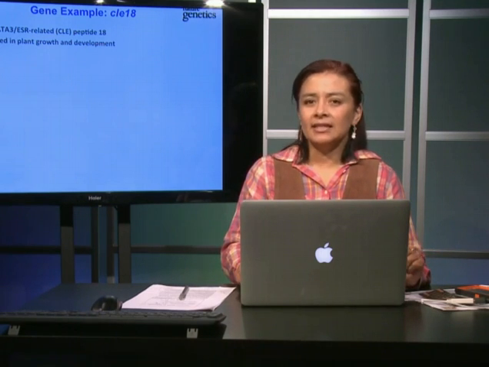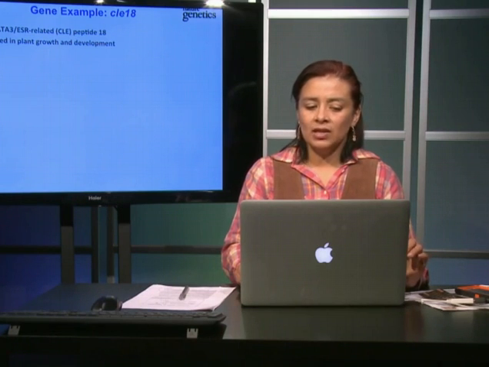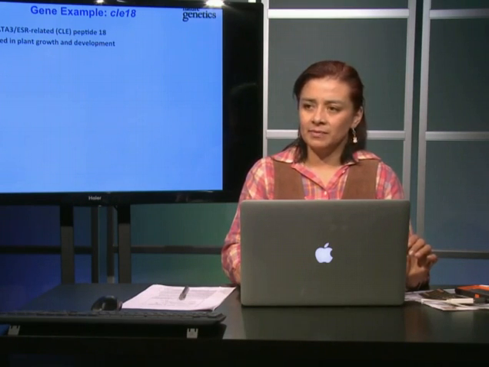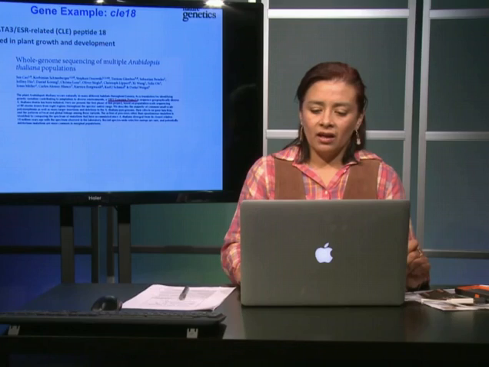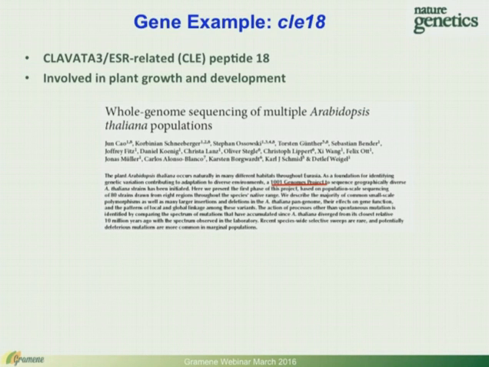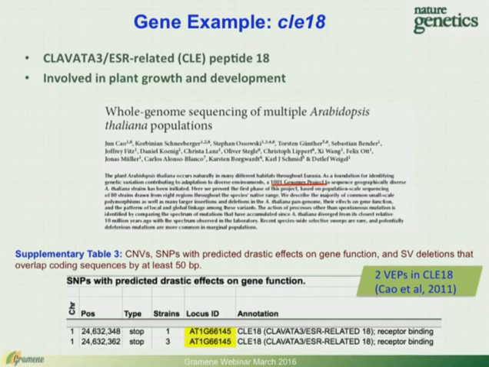And the gene that I chose is CLE18, which is the CLAVATA3/ESR-related peptide. These are involved in plant growth and development. And I chose this gene because there is a study that already, it was simple, I could mine from one of the supplementary tables that it has 2 SNPs with variant effect predictions affecting the stop codon. From this table, it doesn't say whether it's introducing a stop or removing a stop codon, but that's what we're going to find out.